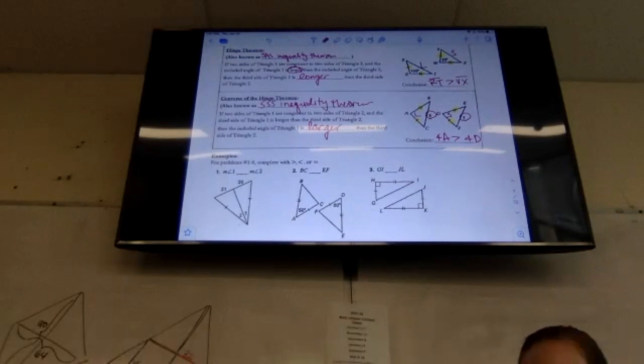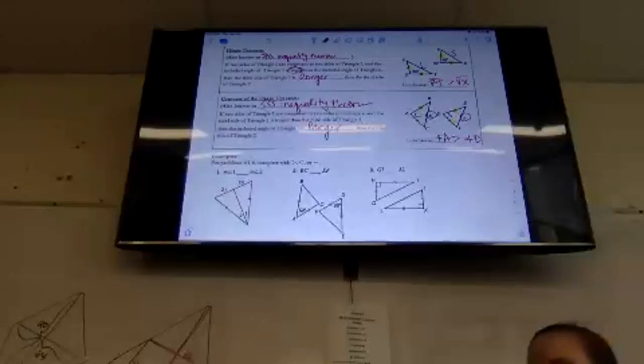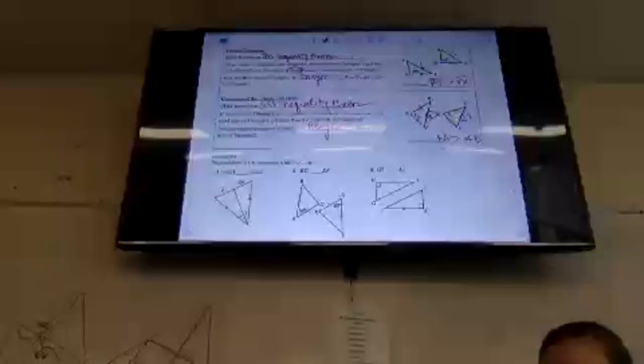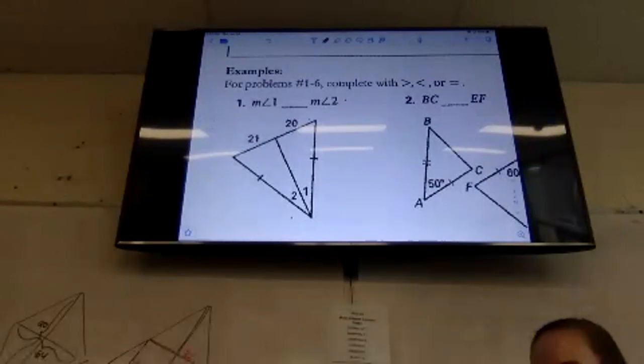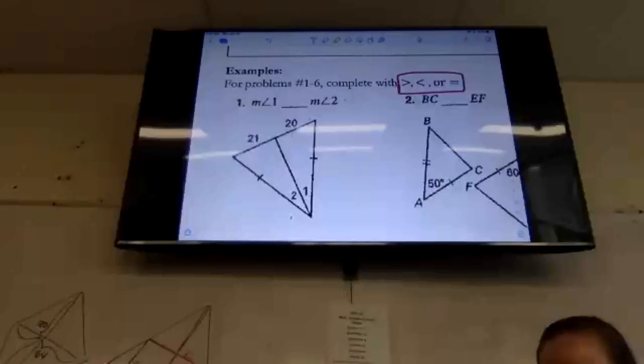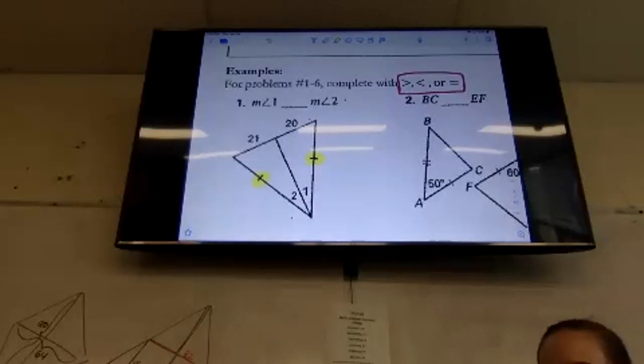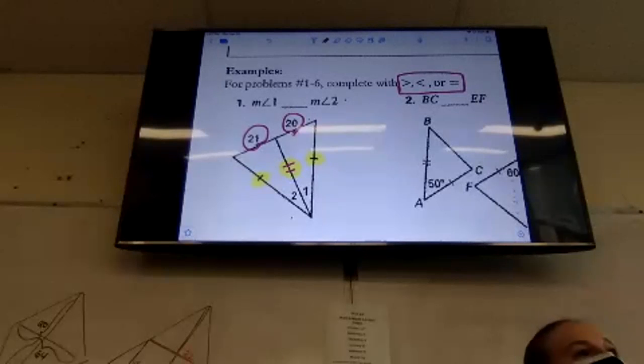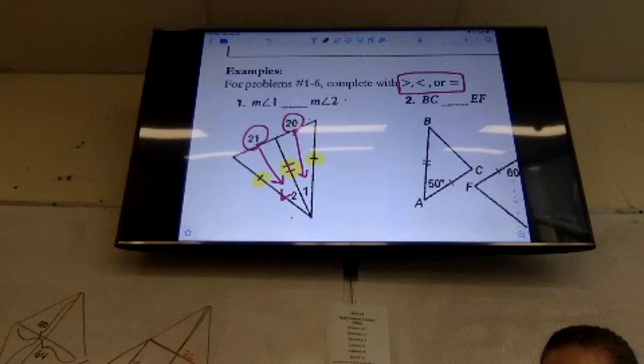Okay, so let's do these problems. I'll walk you through the first couple, and if you feel good, just keep jumping ahead. We're going to put a greater than, less than, or equal to sign. On number one, these two sides are congruent. The side that they share is congruent because of the reflexive property. The third sides are 21 and 20. 21 is larger than 20, so that means angle 2 is bigger than angle 1. Angle 1 is less than angle 2.